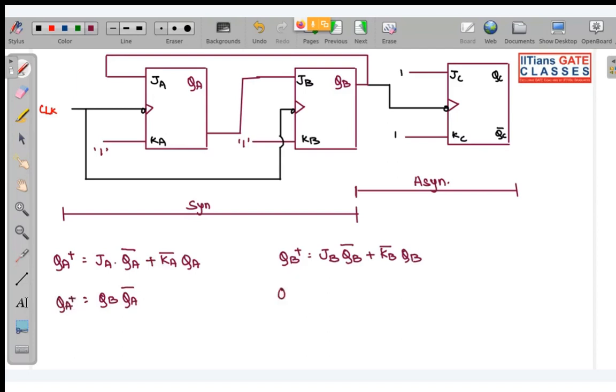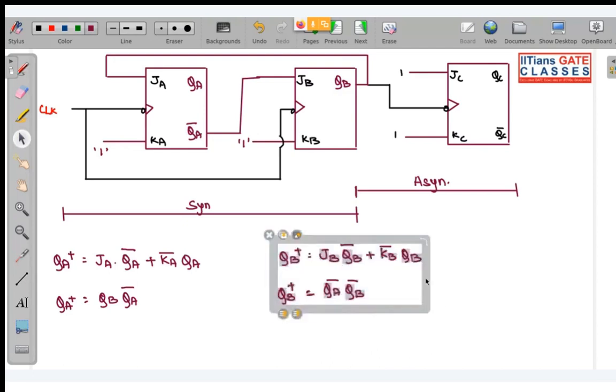And QB plus is equal to JB. So JB is equal to QA complement, and this is your QB complement, and KB is 1. So I am not writing it. So now let us see the counting states over here.